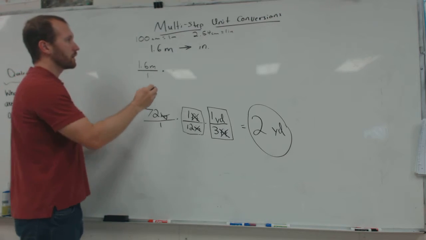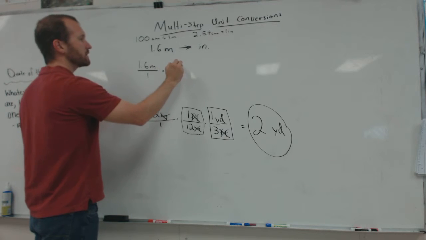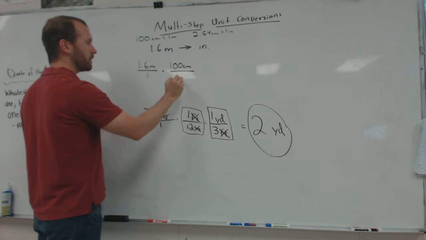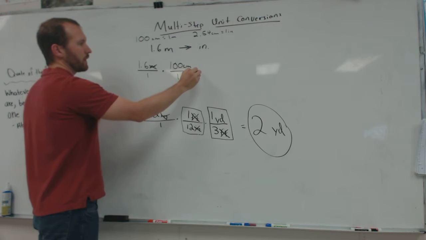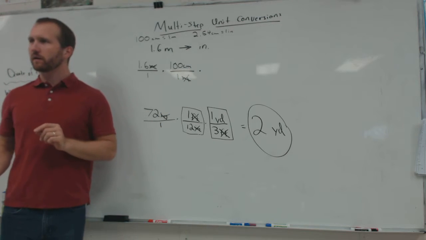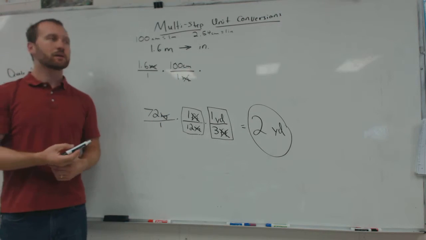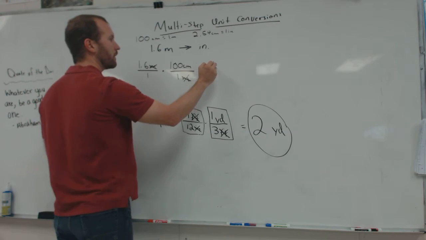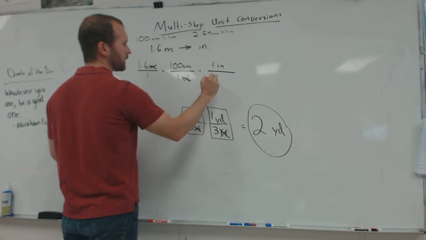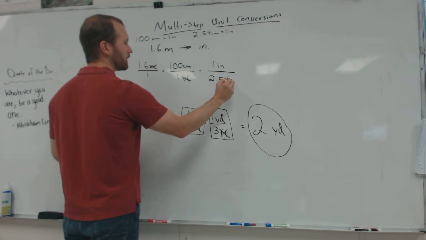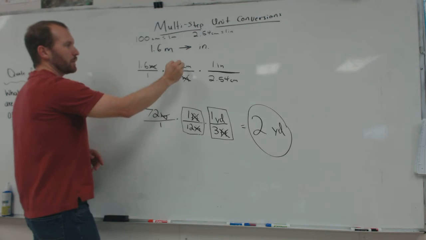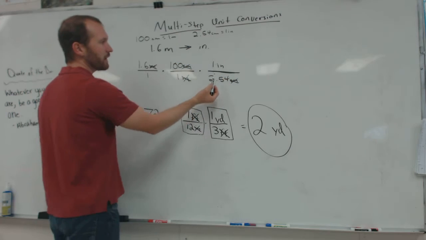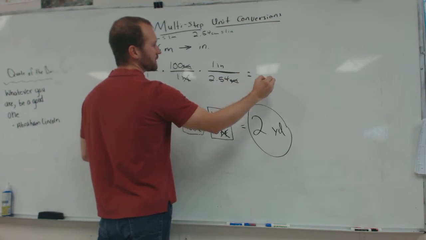Yeah. 100 centimeters over 1 meter. And that will make the meters cancel out because we have m up top and m down bottom. And then what's the second unit multiplier that I need to use? 1 inch over 2.54 centimeters. That will make centimeters cancel out. And the unit that I have left is inches.